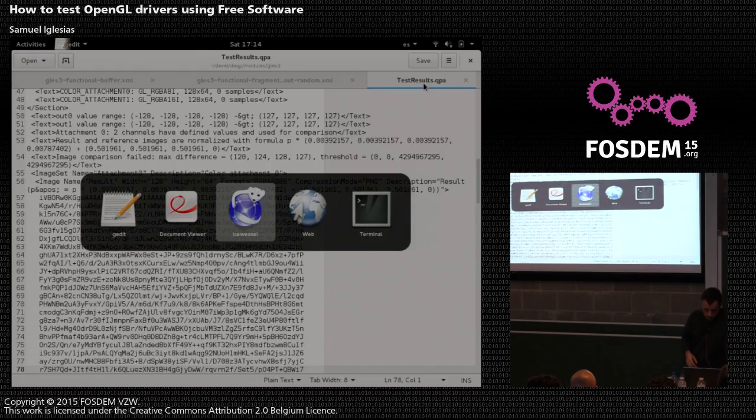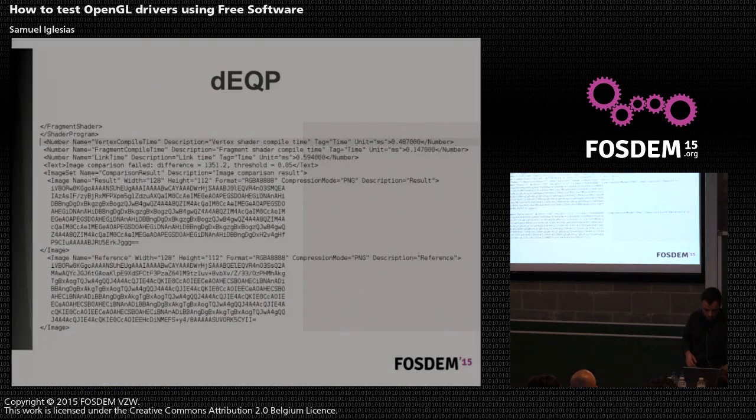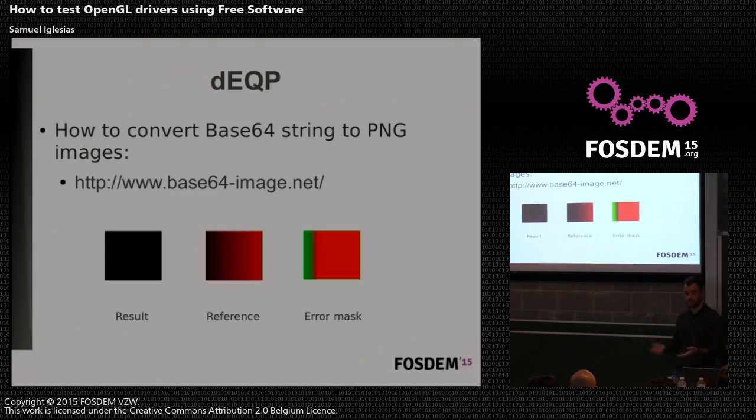So how do you convert it to an actual PNG image? You can use a lot of tools. There are some of them available online. For example, this is a website, a64-image.net. And then if you copy and paste them, you will receive these three images.